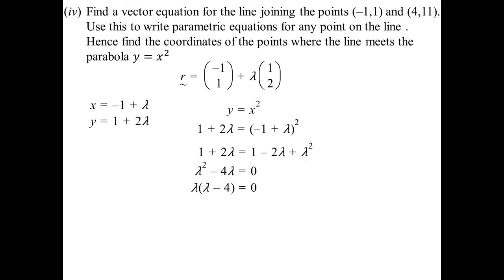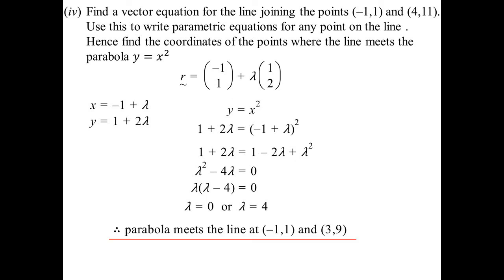So 1 plus 2 lambda is minus 1 plus lambda squared. We end up with two possibilities. Lambda is equal to 0 or lambda equals 4. Well, they will represent the two different points that line cuts the parabola. So it's now just a matter of substituting back in, and we get minus 1, 1 and 3, 9 for the point of intersection. We'll now push that idea through to 3 dimensions.